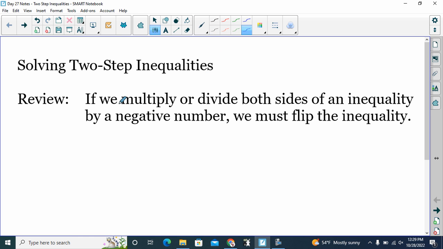And there's a lot of important parts to that. We must be multiplying and dividing. It has to be done to both sides of the inequality. It has to be not just with a negative number, but by a negative number. That is when we flip the inequality. Each of those pieces must be present in order to flip the inequality.